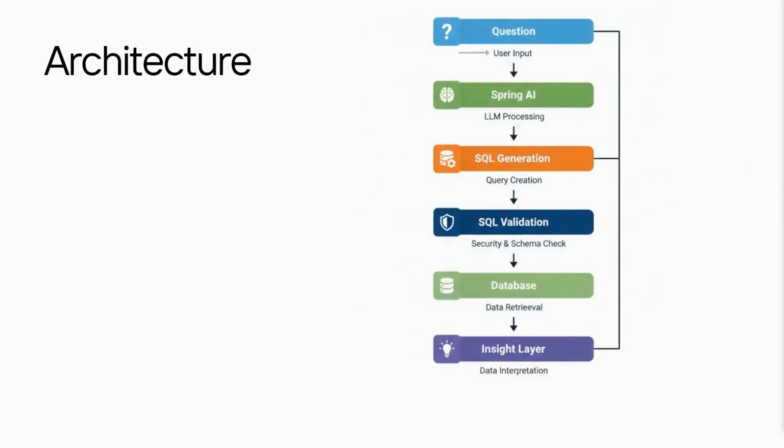A proper architecture looks like this. The question goes to Spring AI. SQL is generated using schema context. The SQL is validated. Only then is it executed on the database. And finally, the results are converted into insights or visualizations. This transforms a simple demo into a production-ready AI backend system.